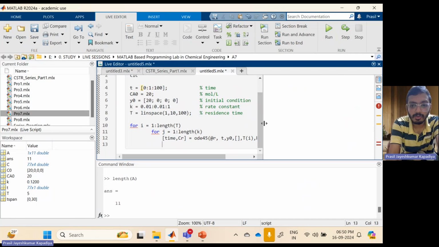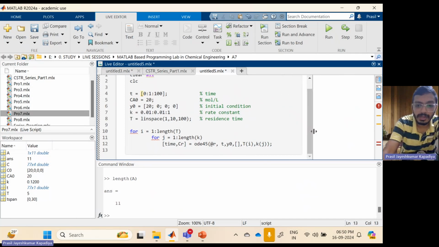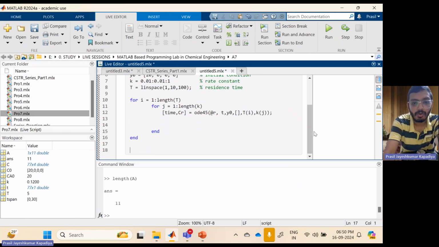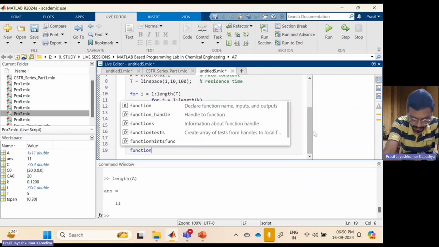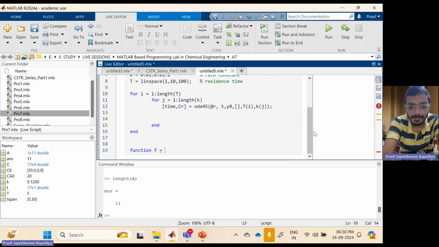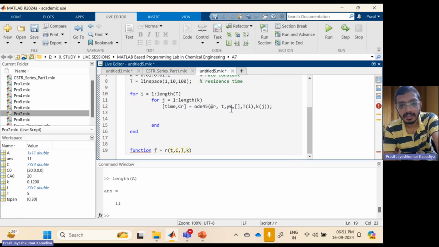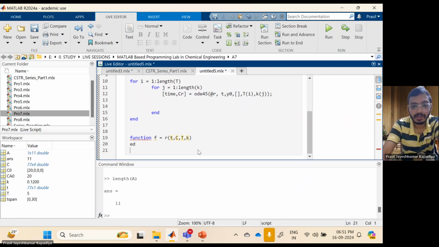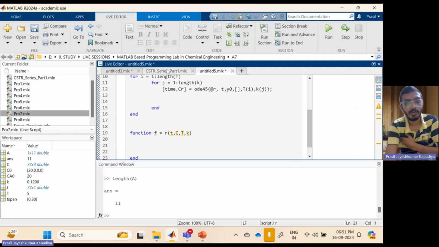So let's do one thing. I will write down two ends. Let's write down our function first. So I'll write down my function: function f is equal to, I'm giving the name as r of t comma c comma T comma K. So first time, concentration, that is initial guess, T and K. And okay, so here let's first define our equation from here.